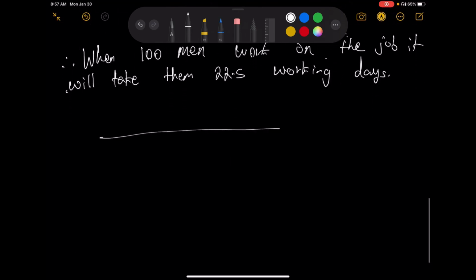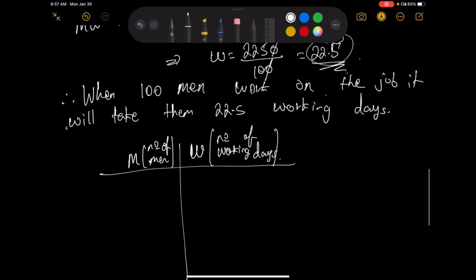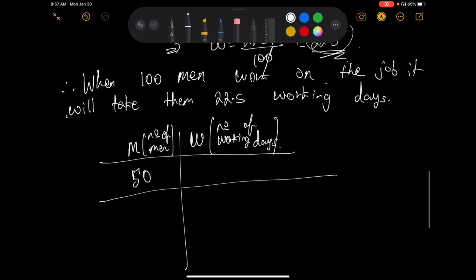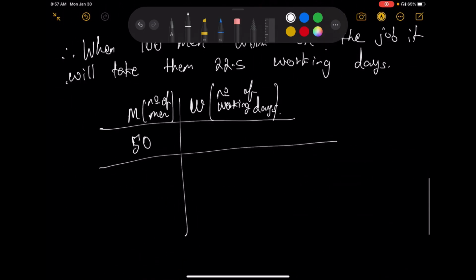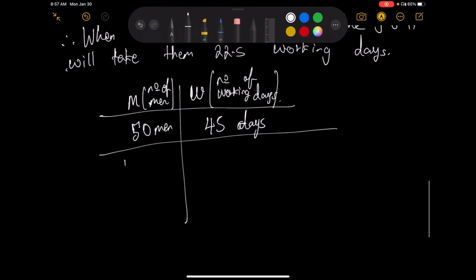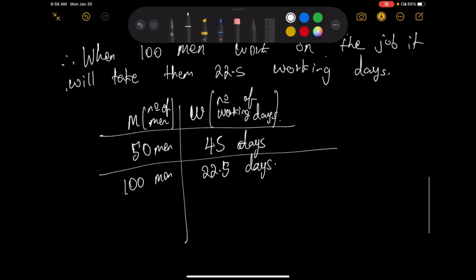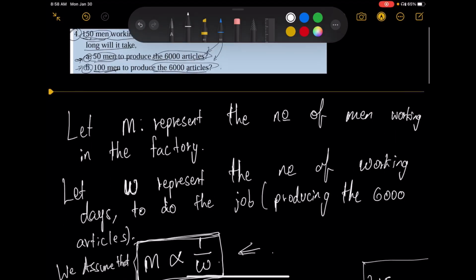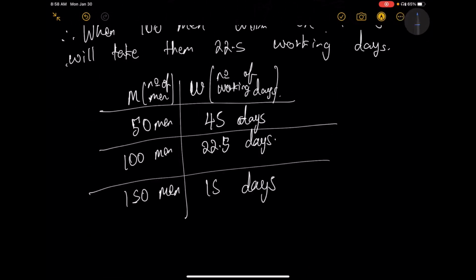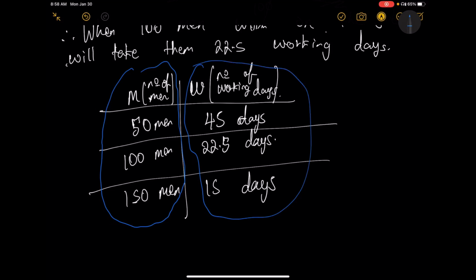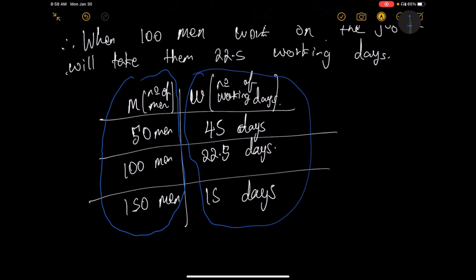Now what do we know? m is the number of men and w is the number of working days it takes to do the job. When there are 50 men, it took 45 days. With 100 men, it took 22.5 working days. With 150 men, it took only 15 working days. You see, m is increasing from 50, 100, 150, while w is decreasing: 45, 22.5, 15. Why is this? Because of our assumption that m is inversely proportional to w.